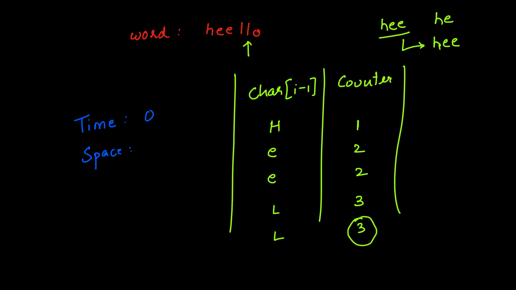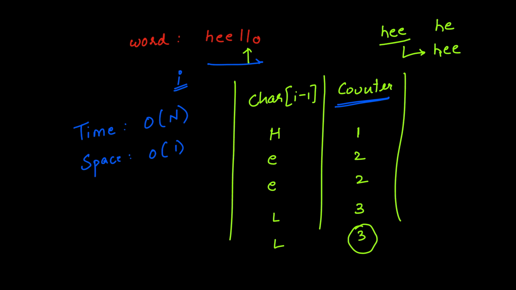With this solution, our time complexity stays the same, that is O of n, as we still need to iterate through all of the characters in the input string, but the space complexity is improved to O of 1 as we are only using two variables. One is the pointer to point at the current character and the other is the counter. I hope you are able to understand this explanation.